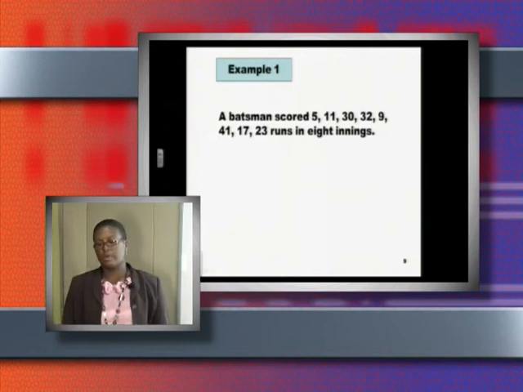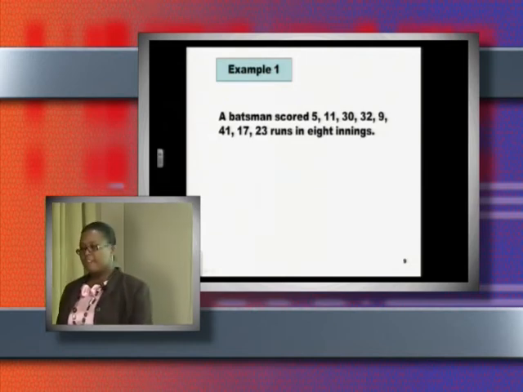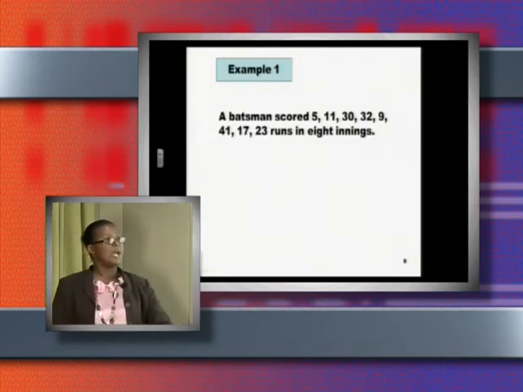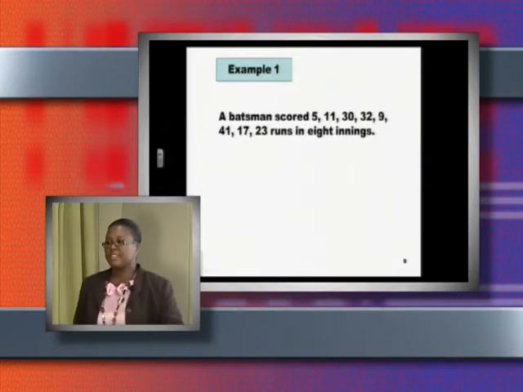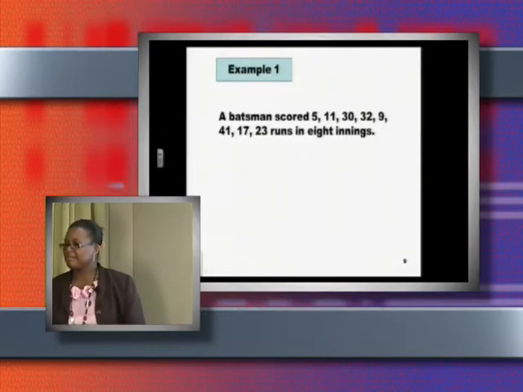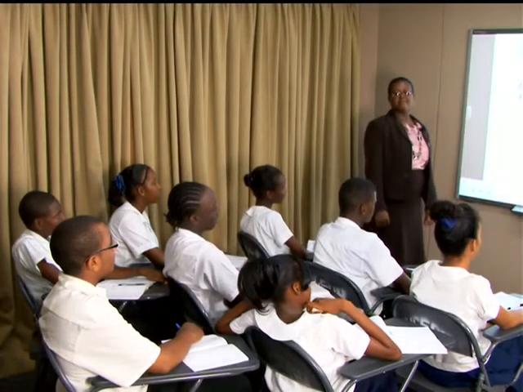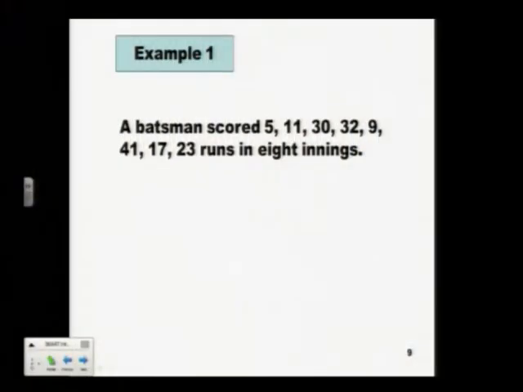A batsman scored, after 8 innings, 5, 11, 30, 32, 9, 41, 17, 23. Okay, so we have 8 numbers which represent 8 scores obtained by the batsman. Now we had a previous example where we calculated the mean. Now I want you to take these scores and tell me the average score of the batsman over those 8 innings.